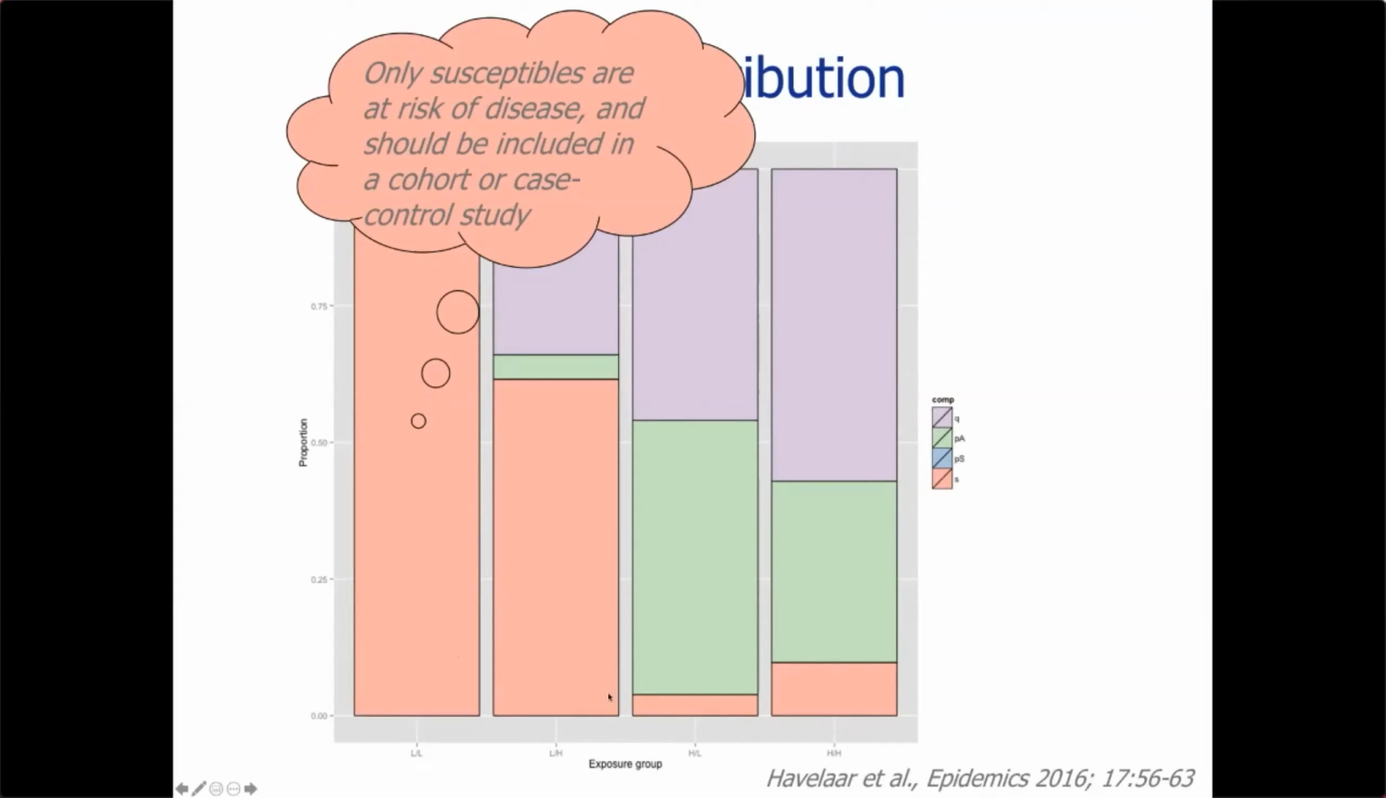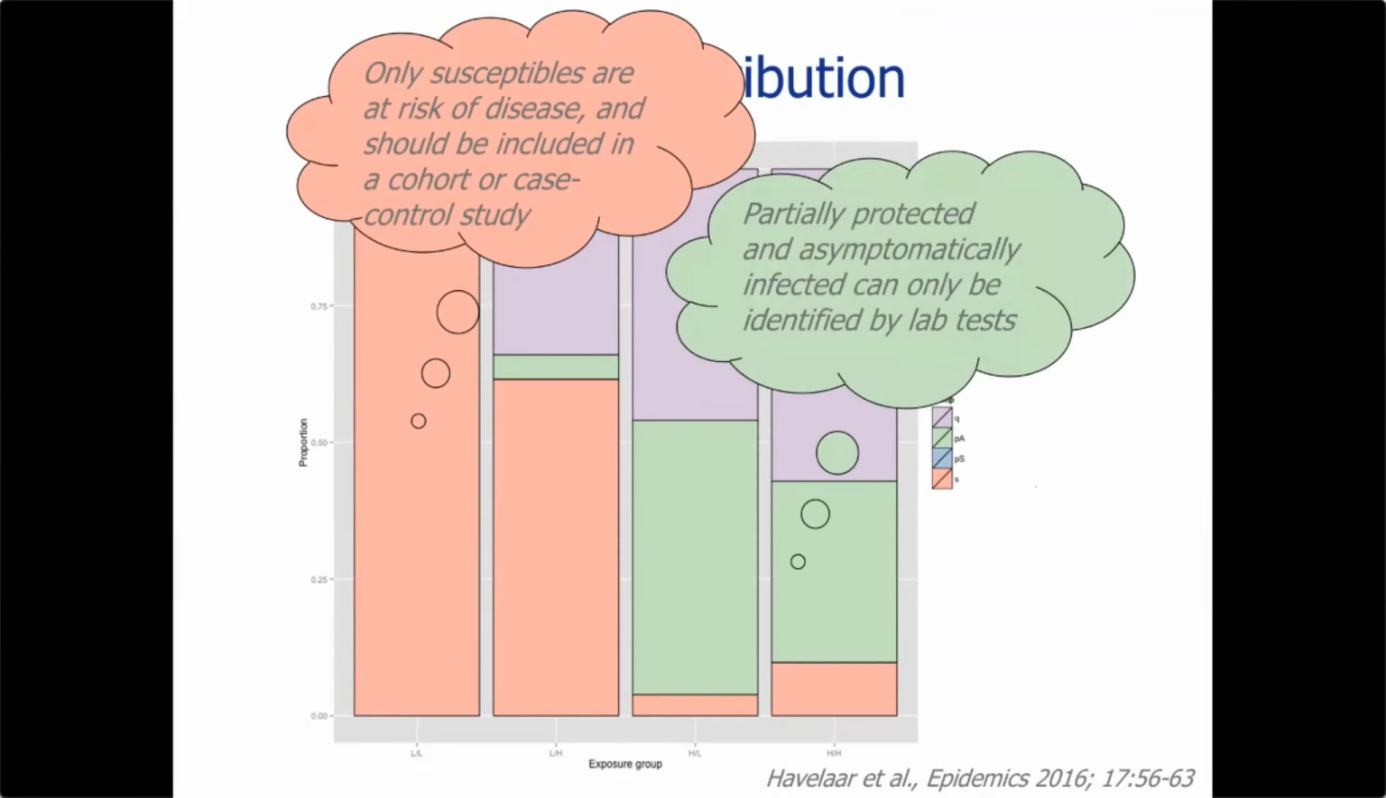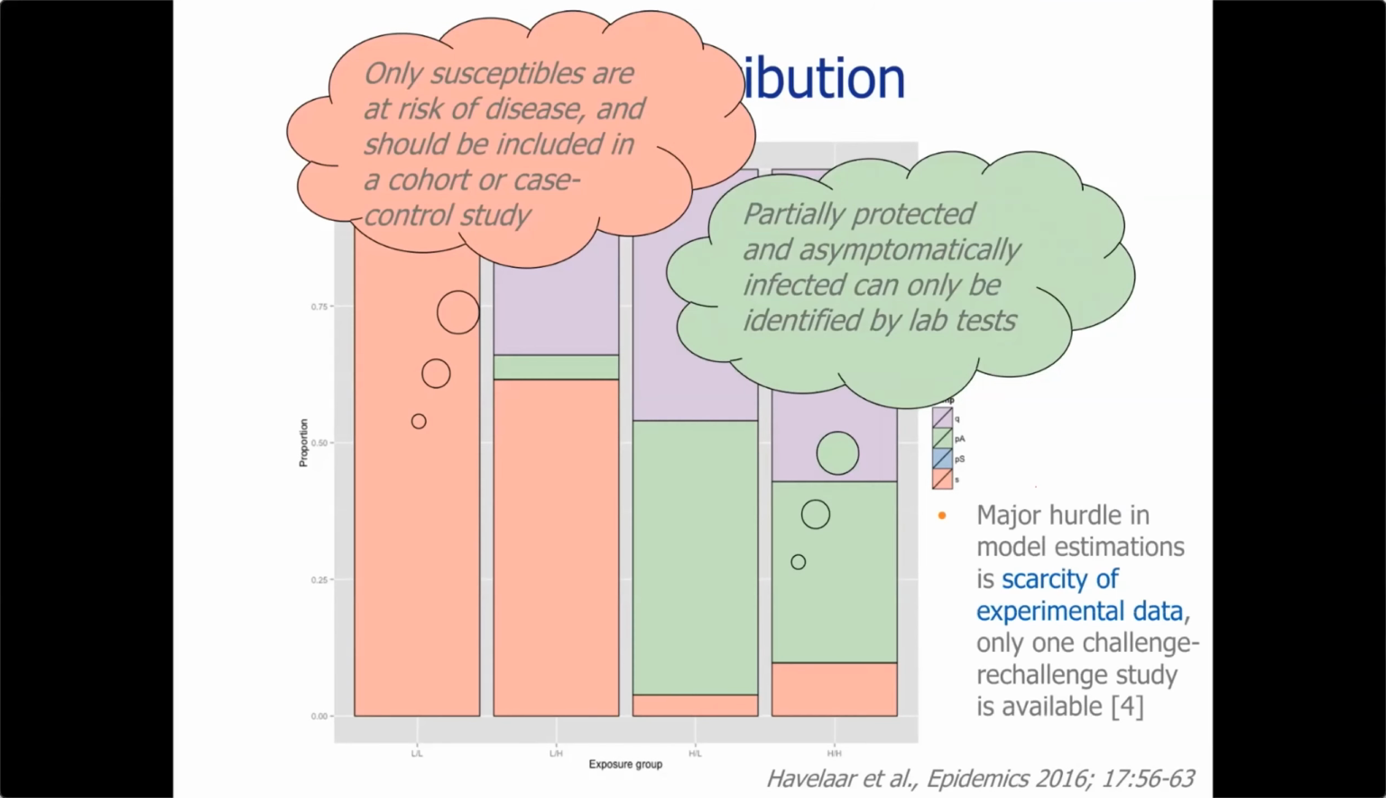But because of this immunity, even at the high dose, a fraction get partially protected or asymptomatically protected. In the case of high exposure areas, where a maximum of the population is protected either asymptomatically or partially, there is actually a very small fraction of people who are susceptible. So when the estimates are made considering the whole population, which is not at risk, they are highly biased. But the major hurdle in applying this model to real estimates was the lack of experimental data, and there was only one challenge study so far.